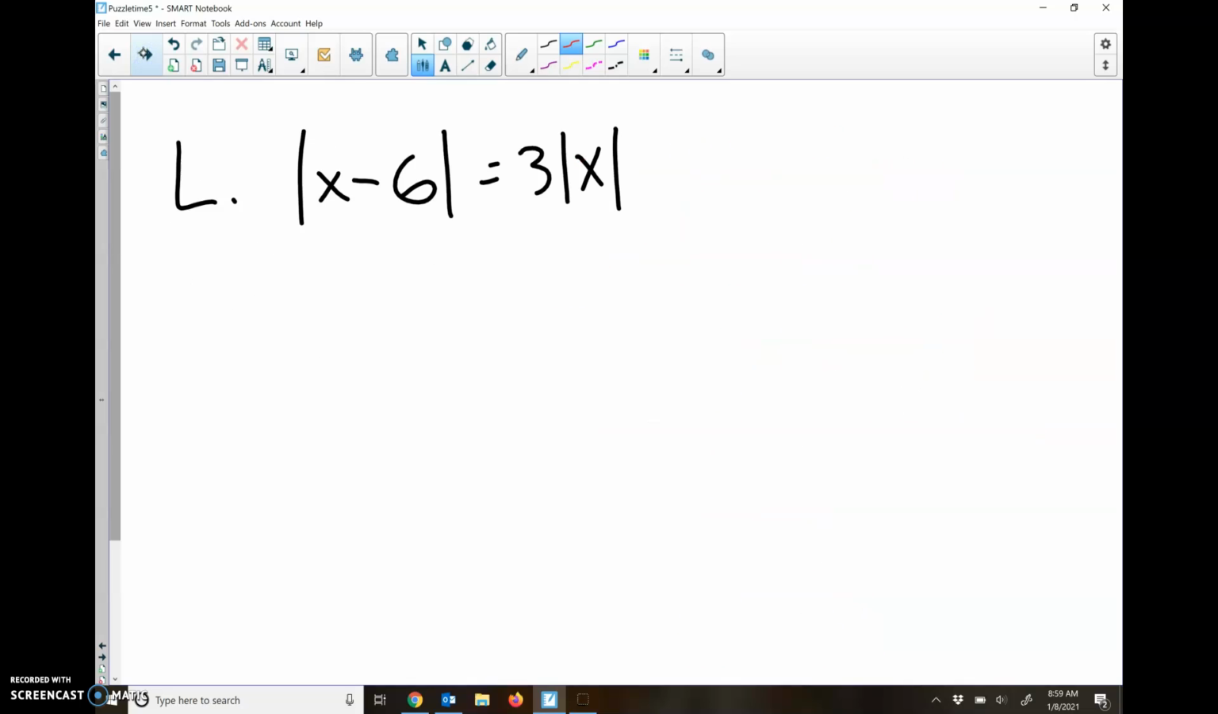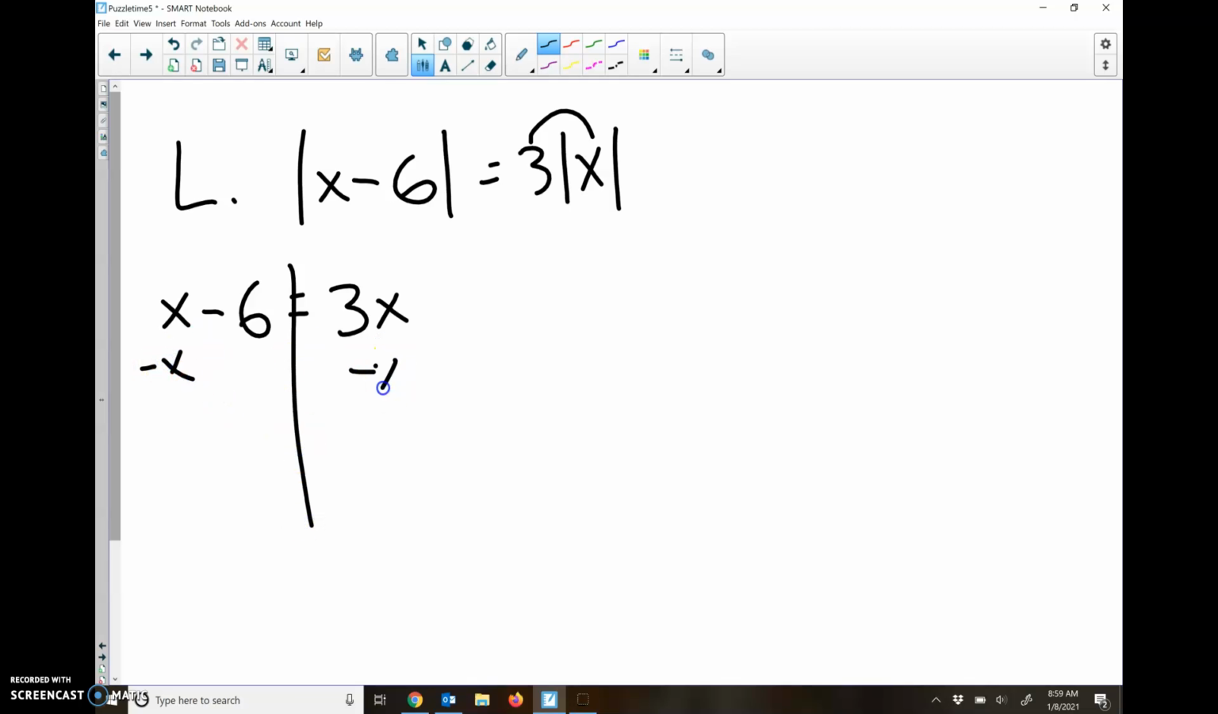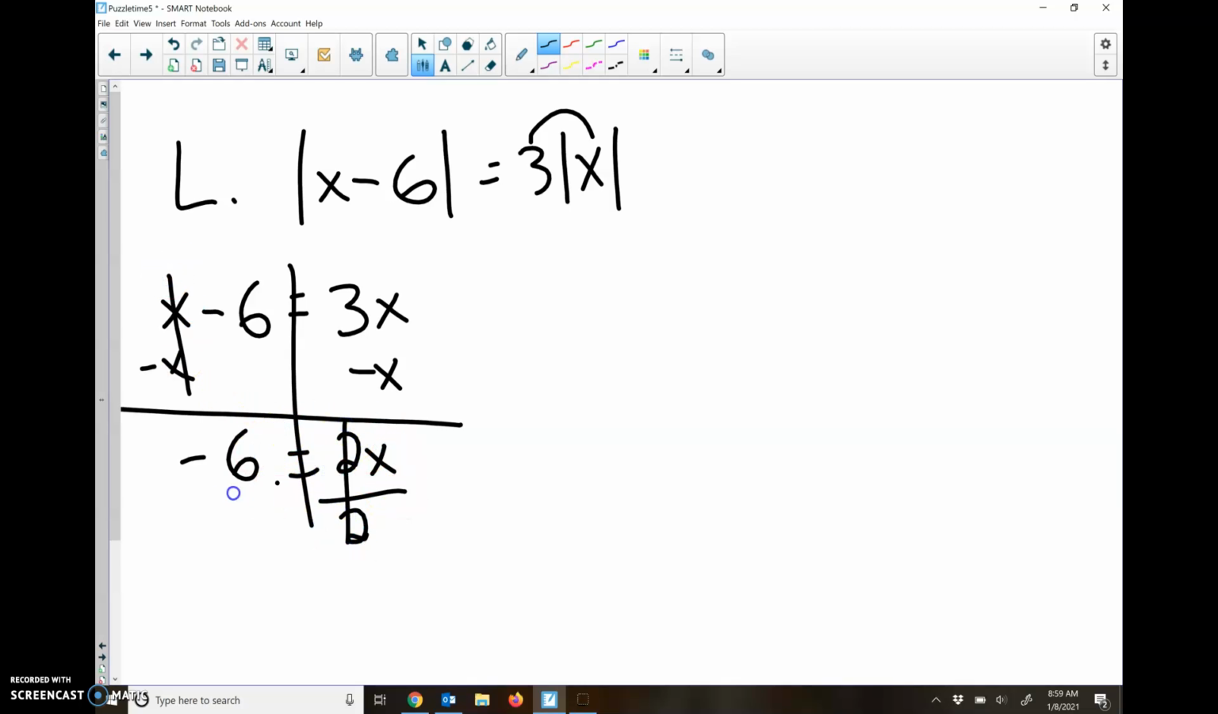And then the last one here is a little different just because the 3 is outside the absolute value bars. That kind of changes things a little bit. So for the first problem, I'm going to write it without the absolute value bars. So x minus 6, and then I'm going to distribute the 3, equals 3x. So subtract x from each side. So I'm left with negative 6 equals 2x. Divide each side by 2. So I'm left with negative 3 equals x.